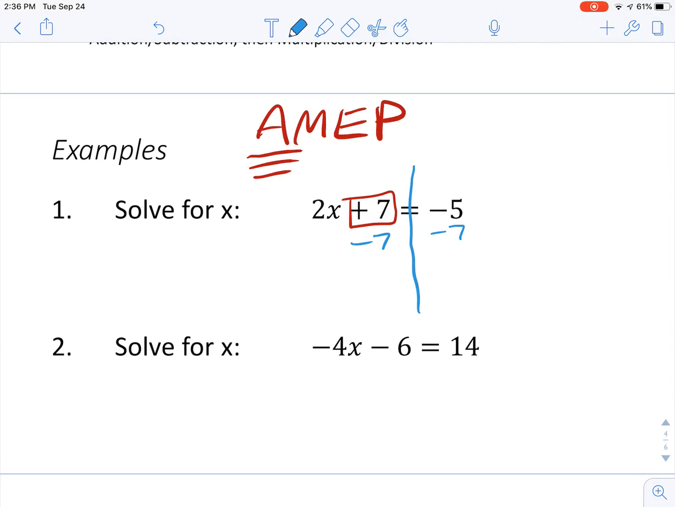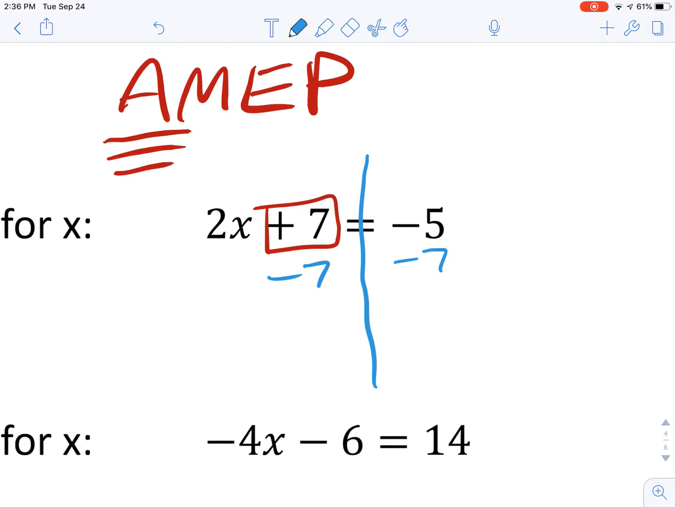Now that there's a little bit more work going on in these problems, I like to do something called drawing the river. That's what this is. It just helps me keep organized and remember my equal sign. So the 7's are gone, and we have 2x remaining, equals negative 5 and negative 7 are going to make a negative 12.